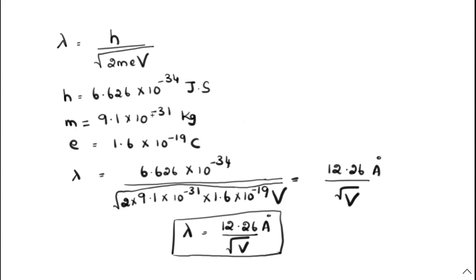Except this voltage, all the remaining terms I substituted here. By solving this we get the answer 12.26 angstroms divided by root V. Actually 1 angstrom is equal to 10 to the power of minus 10 meter. So 12.26 angstroms divided by root V. I solved this because in the next topic, the Davisson and Germer experiment, we will use this formula. That is the reason I substituted all the values here and got this formula.